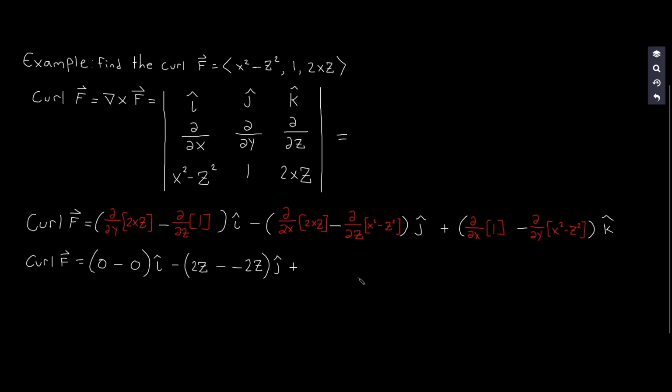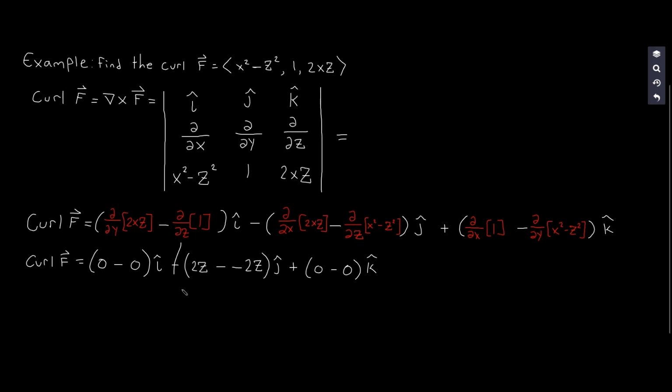As for our k hat, we're going to take the partial derivative of 1 with respect to x. Well, that's just going to be 0. And from that, we will subtract what we get when we take the partial derivative of x squared minus z squared with respect to y. Well, there's no y in here, so that's also going to be 0. And that'll do our k hat.